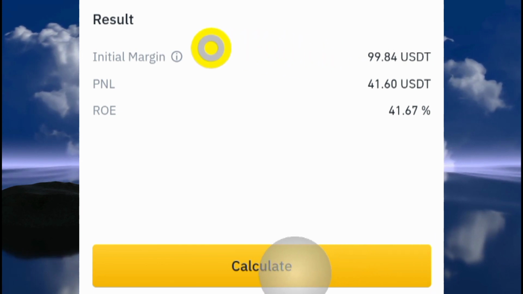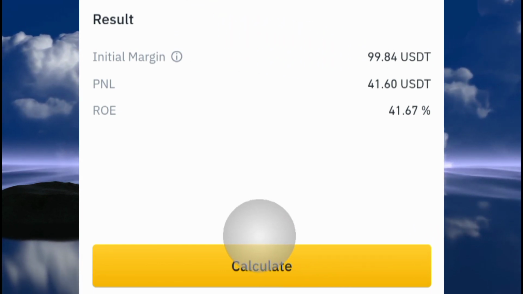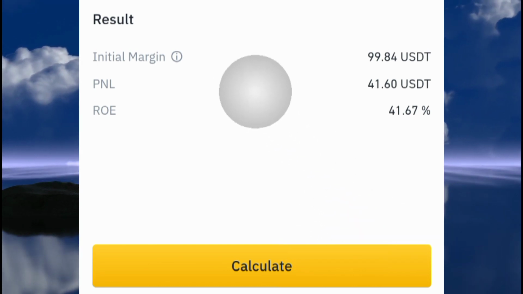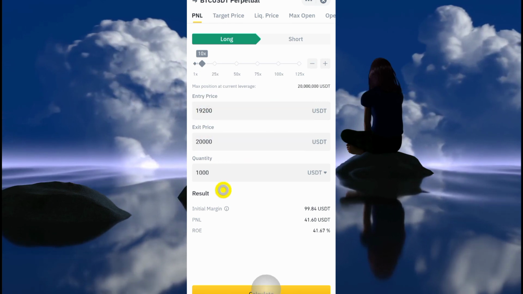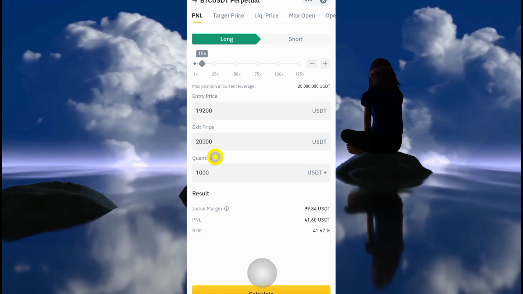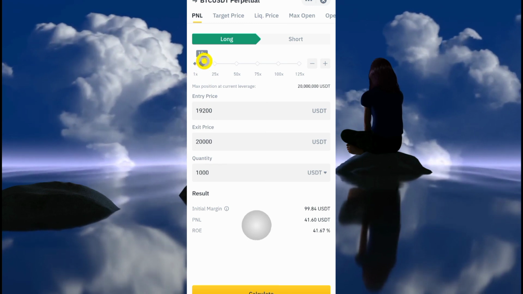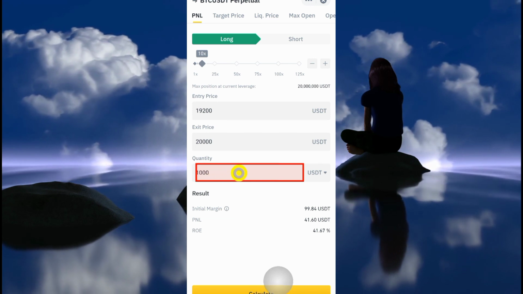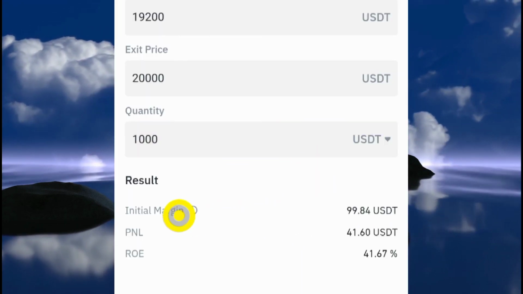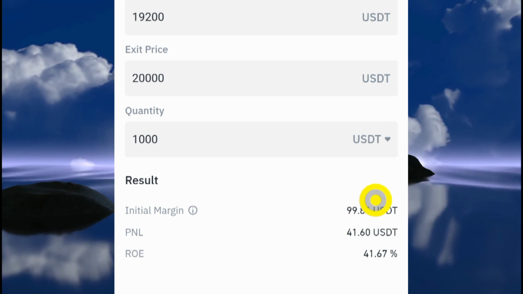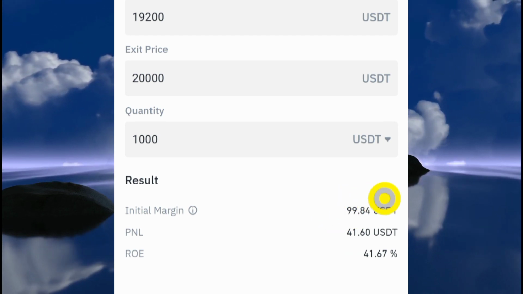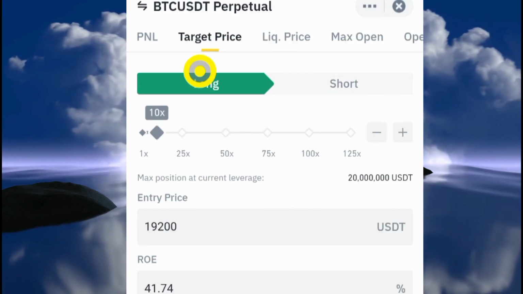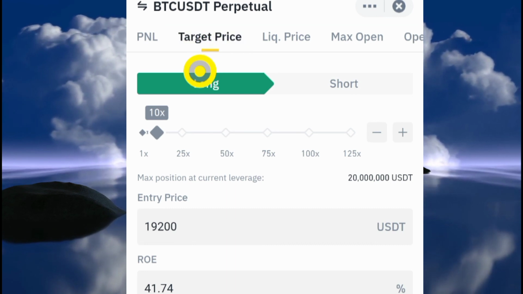What this means now is that you actually do not need to have 1,000 USDT to be able to go into this transaction, and this is the power of the leverage I was talking about earlier on. If you can transfer $100 into your futures wallet, because you are using a 10x leverage, this 10x leverage is going to turn that money into $1,000. So then you'll be able to make your transaction. Your initial margin is just 99 USDT, which is approximately 100 USDT, and that would make you a profit of 41.60.